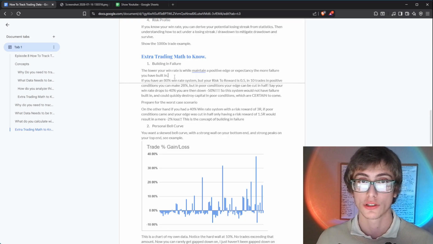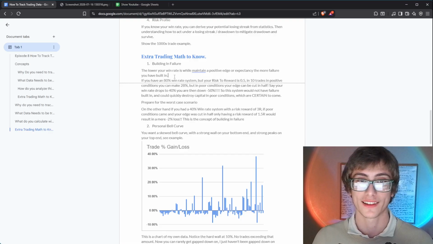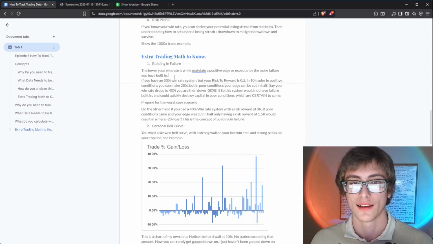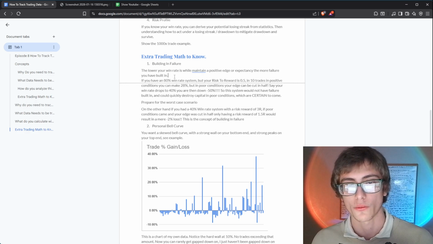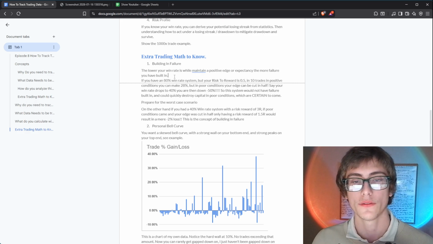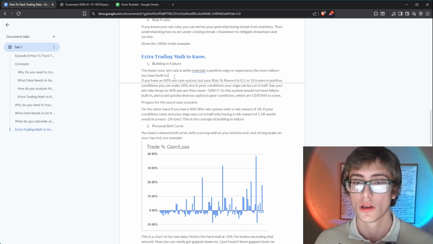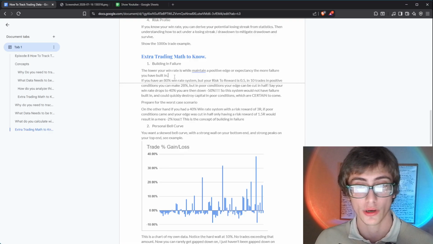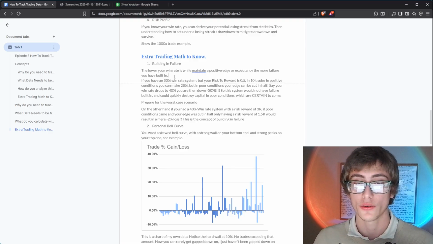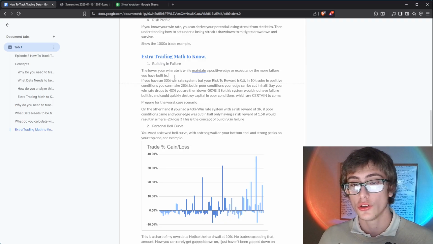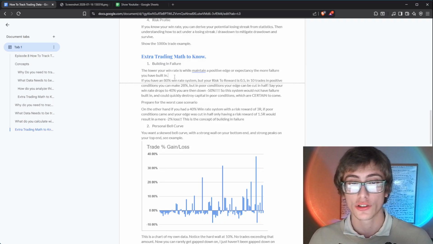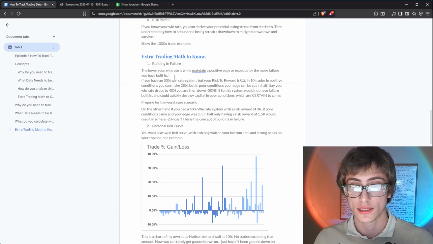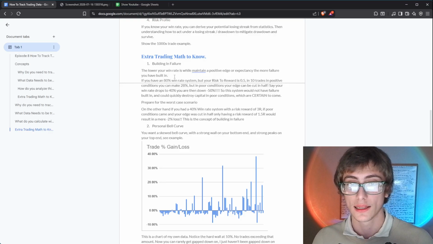You can never just dodge poor conditions forever. That's not going to happen. That's a fairy tale scenario, right? So you have to prepare for the worst case scenario. On the other hand, if you had a 40% win rate system with a risk reward of 3R, and poor conditions came and your edge was cut in half, so now you only have, let's say, a risk reward of 1.5R, you would result in a mere 2% loss across 10 trades, right?